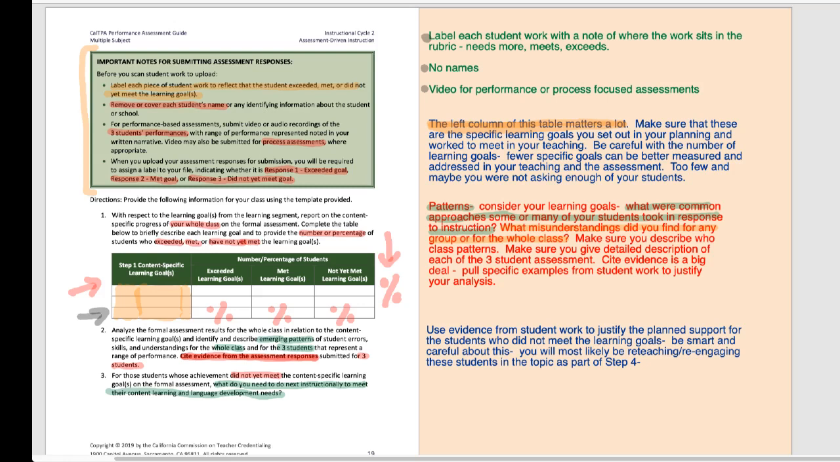So the next piece is you want to make sure that you're showing whole class patterns, and then you want to make sure that you also look for patterns within each of the 3 students' work. If there's a particular way they're not understanding it, then you want to make sure that you're describing what's happening for each one.